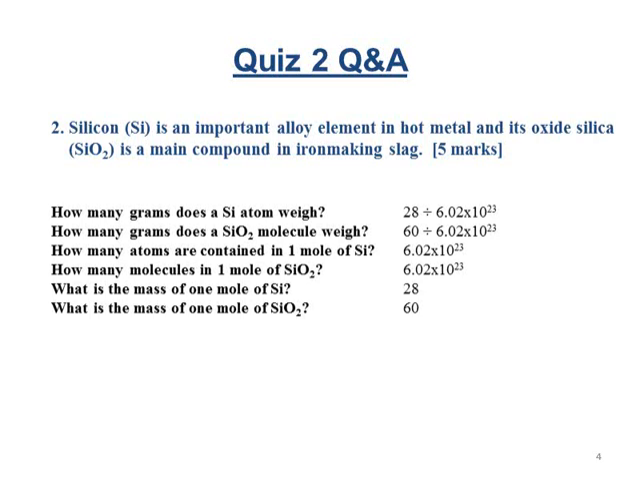So a mass of 1 mole of silicon is the atomic weight, or the molar mass, which in the case for silicon is 28. What is the mass of 1 mole of SiO2? Well, that would be 60. So those are the answers for the second part of the quiz.